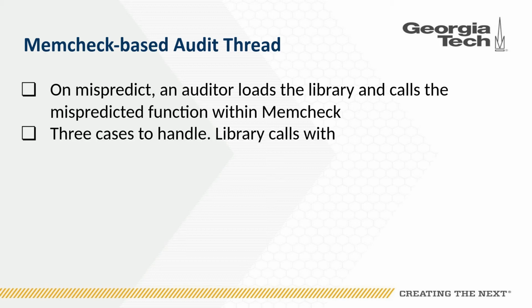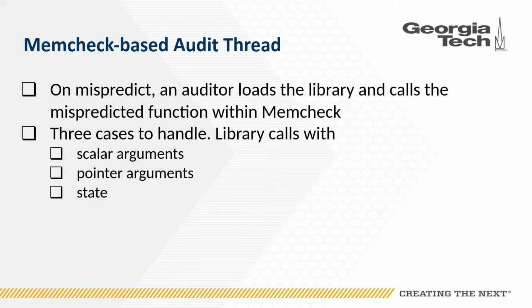There are 3 cases we have to handle. Library calls with scalar arguments are the simplest. At runtime and on mispredict, the arguments are passed directly to the auditor. Pointer arguments require the auditor to track metadata of the pointer start address, type, and size. And library calls that maintain state cannot be independently repeated by memcheck with just the input arguments. These calls have to be identified prior to runtime, and memcheck must repeat all calls needed to recreate the state.